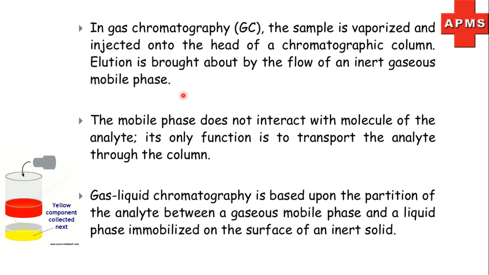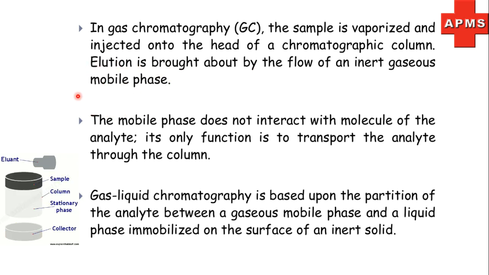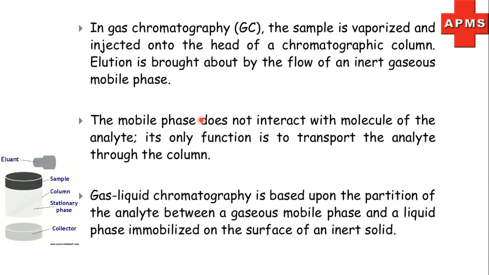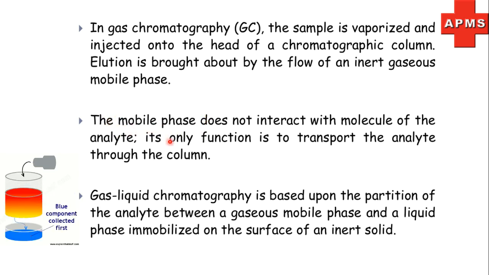Now this mobile phase, which could be any gas, helium, argon, nitrogen, hydrogen, mixes with the sample and moves through this column. The mobile phase does not interact with molecules. This is the second key point of gas chromatography. The mobile phase consists of small gas molecules, maybe nitrogen, hydrogen, argon, which could be inert gas molecules, short small molecules which are already in gas phase at room temperature.